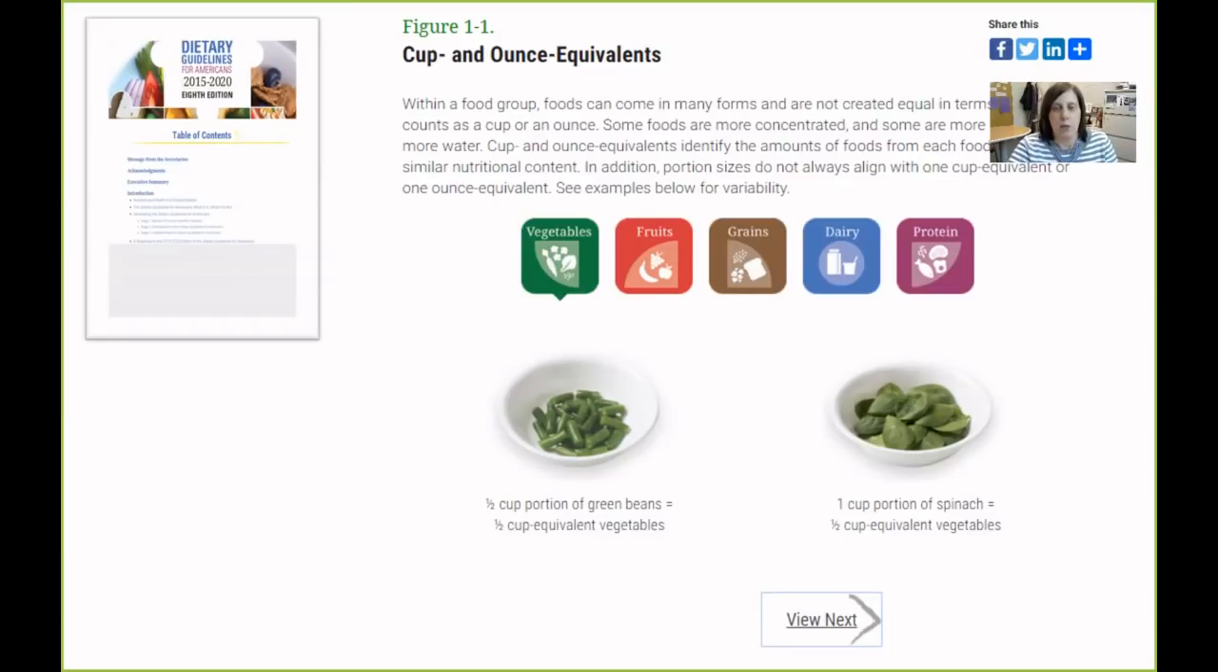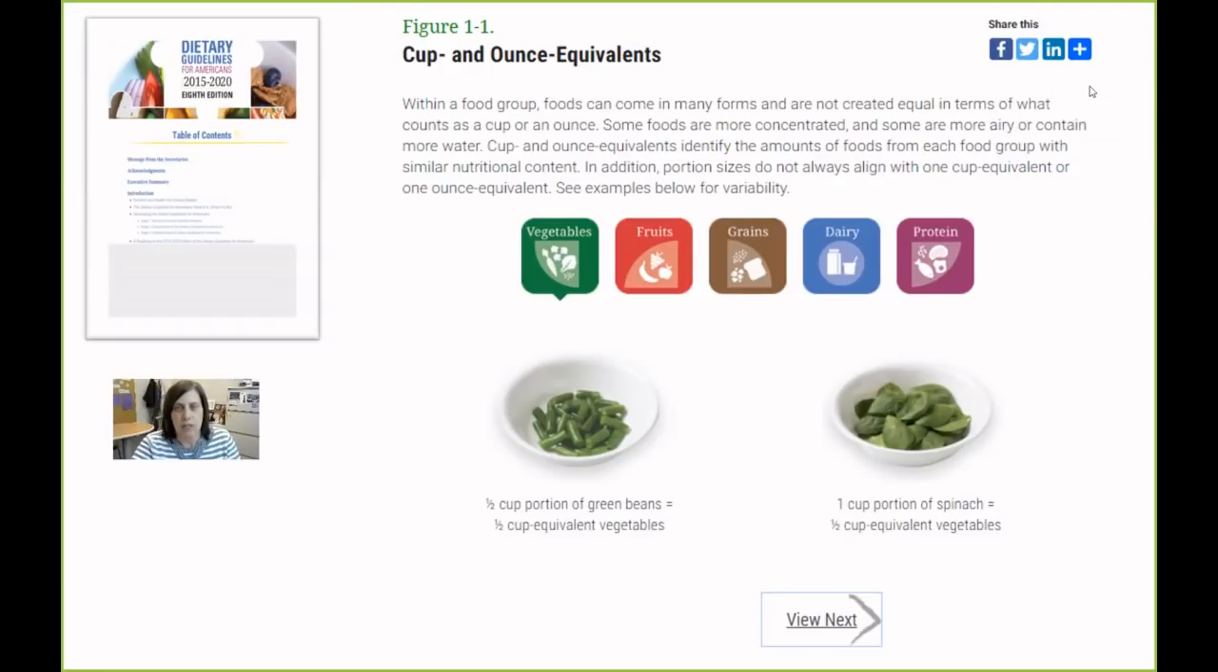So when we look at an equivalent, I think the dietary guidelines really explain it well. If you look here, it says some foods are more concentrated and some are more airy or contain more water. Cup and ounce equivalents identify the amounts of foods from each food group with similar nutritional content. And so they show a series of images here. So when we look at something from the vegetables group, we can see that a half a cup portion of green beans is equal to a half a cup equivalent vegetables.